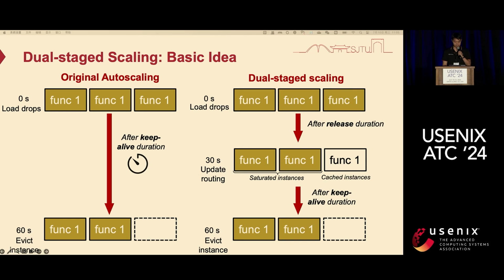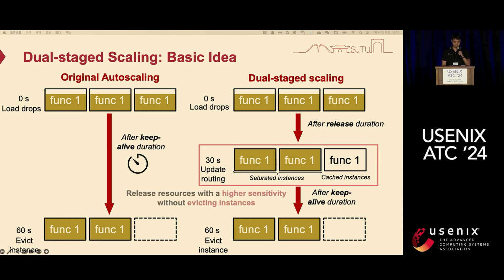Assume that at the first second, the load drops. Prior autoscaling methods evict instances directly after a keep-alive duration. Instead, we add a new phase before evicting instances, called the releasing phase. In this phase, the router changes the distribution of requests, letting only 2 instances process requests. The 2 instances are called saturated instances. The third instance becomes idle, called a cached instance. By doing so, we could release resources with a higher sensitivity without evicting instances.